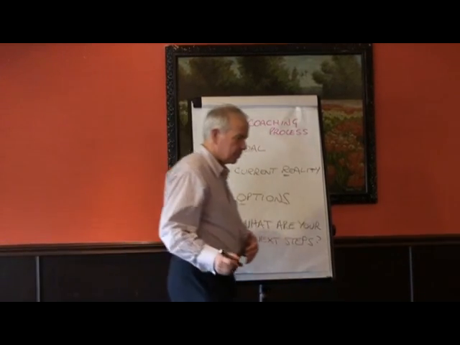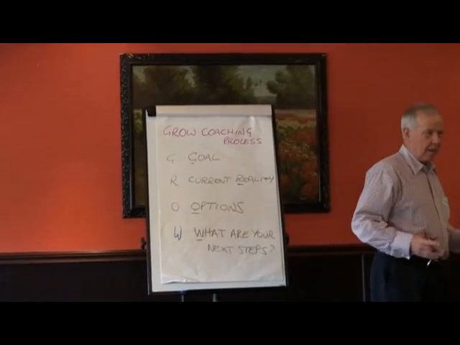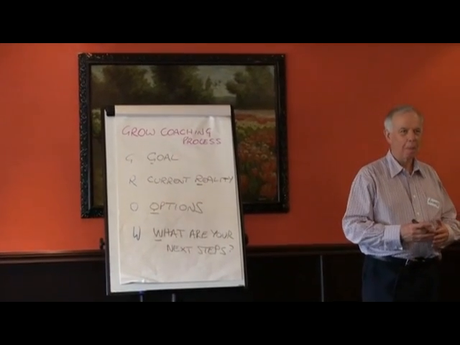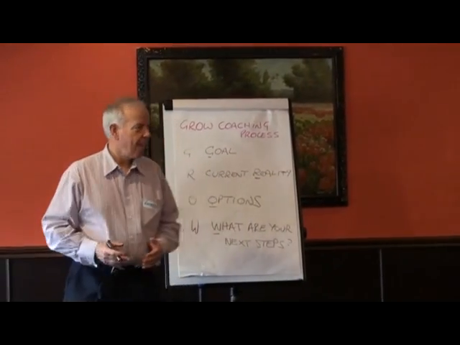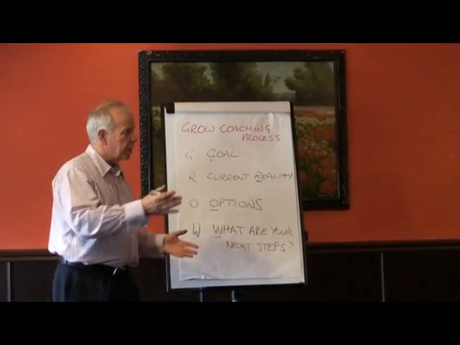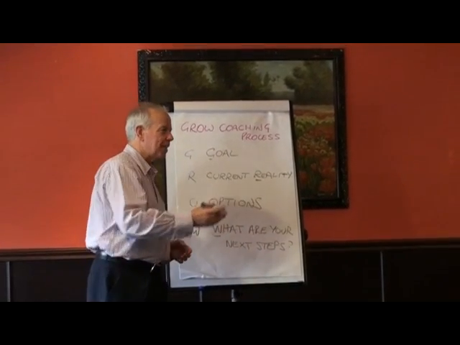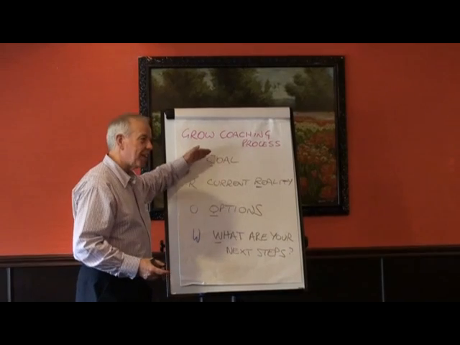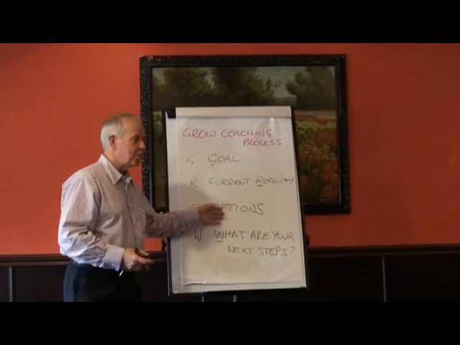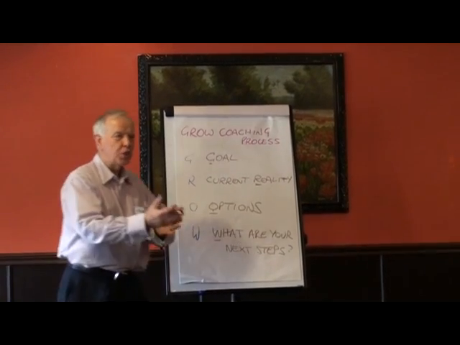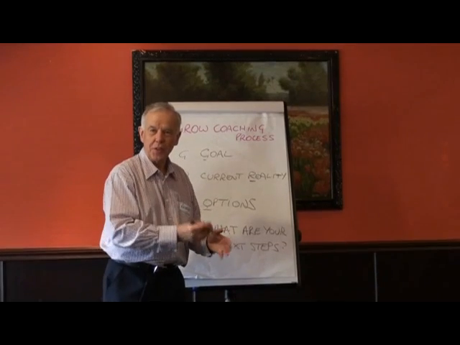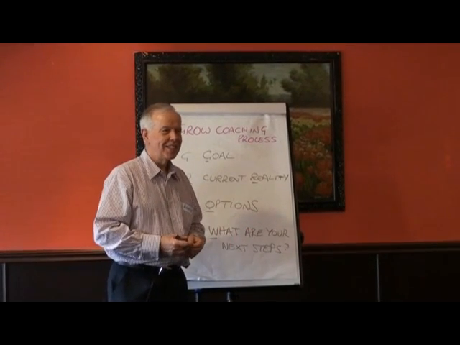What do you want? What would you like to have? By what sort of date? Where are you at the moment? What sort of alternatives can you think of getting from here to here? The options. Help them, support them in choosing an option. Which one do you think is going to work best for you?